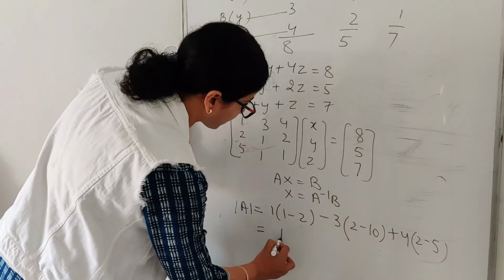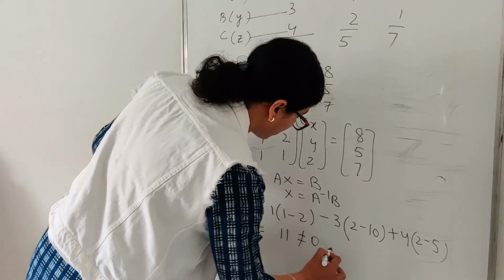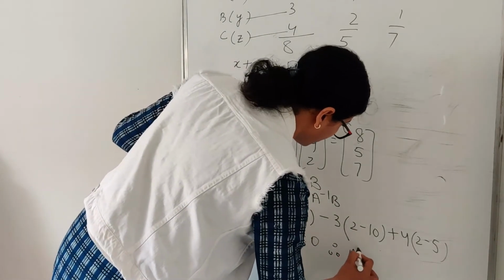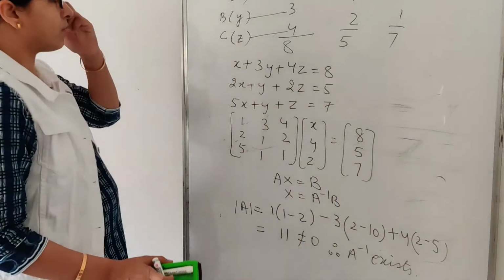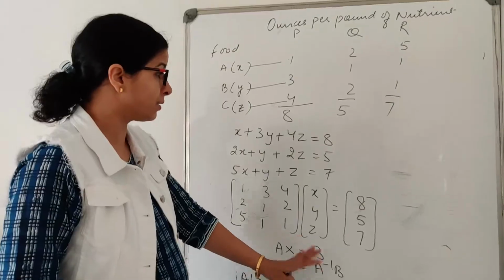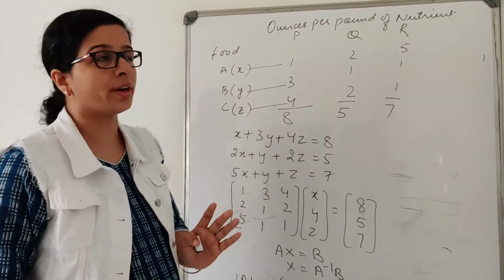So what am I getting? I am getting 11, which is not equal to 0. Hence A inverse exists. Okay, so now what do I have to do? I have to find the adjoint of A. For the adjoint, I have to find the cofactor matrix.